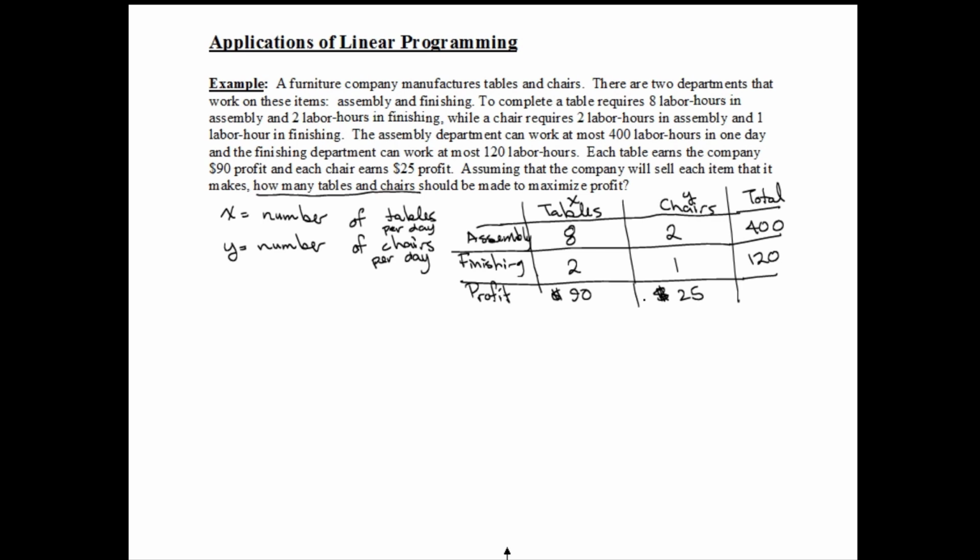From this, we're going to write our linear programming problem. First, we need to figure out, are we maximizing or minimizing? We are maximizing profit, so let's call it P. Now we need to figure out an equation for profit. We know that we make $90 for each table, so if we take 90 and we multiply it times the number of tables, that'll give us the total profit from tables. And then we're going to add to that the total profit from chairs, which will be 25 times the number of chairs. So 25Y.